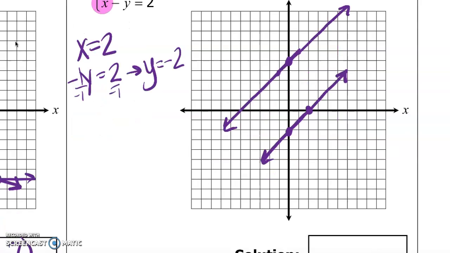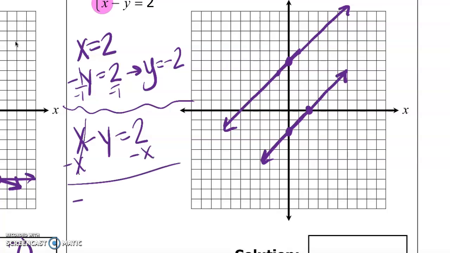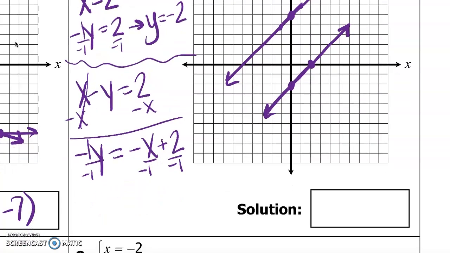If you wanted to solve for y instead of using your intercepts, again, that will always work. x minus y equals 2. So you would subtract x to move it over. The opposite of y equals the opposite of x plus 2. This is like having a negative 1 in front of the y, so we need to divide everything by negative 1, giving us y equals positive x plus 2. Sorry, minus 2. So you can see that's exactly what I have graphed.